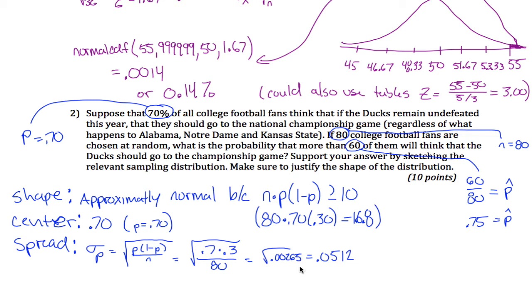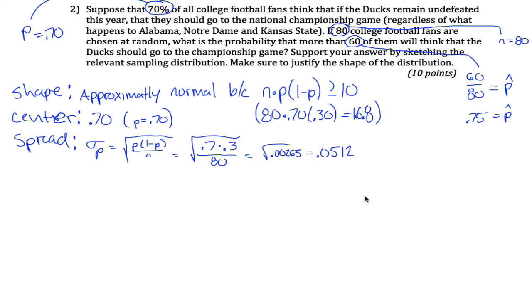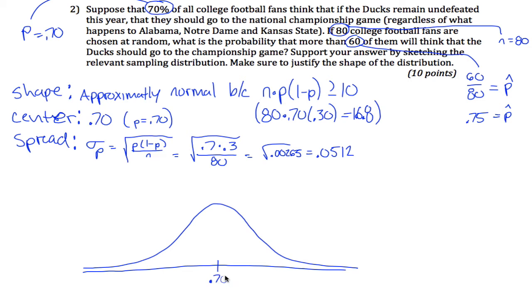So what we have is everything that's important. We have the shape, which is approximately normal. The center is at 70%, and the spread is 0.0512. So if we do 0.70 plus 0.0512, we get 0.7512. And then if to that you add 0.0512 again, you get 0.8024. And then if we did that again, we would get 0.8536, and then 0.70 minus 0.0512 is 0.6488, and do it again, subtract another standard deviation, and you get 0.5976, and do it again, and you get 0.5464.